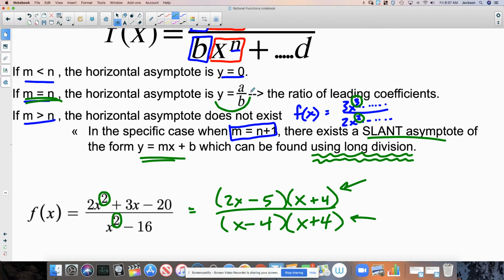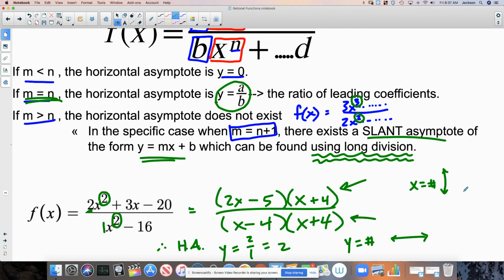So the horizontal asymptote is the ratio of a to b. Well, a is 2, the leading coefficient here. b is 1. Therefore, we have a horizontal asymptote of y equals 2 over 1, which is y equals 2. And remember that any line that starts as y equals and is just some number is a horizontal line. That's why it's a horizontal asymptote. That's why our vertical asymptotes are x equals some number. We saw that in a previous video.